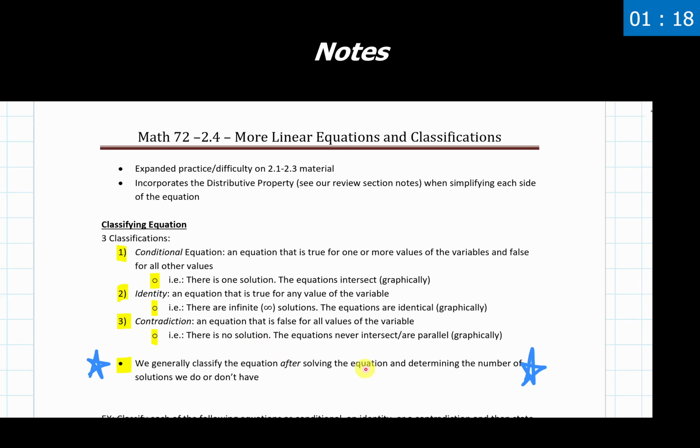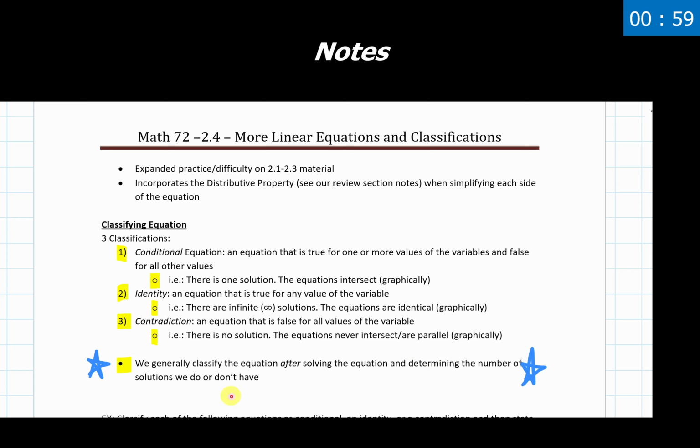And what this looks like graphically for our contradiction is that we have two lines that will never intersect each other, meaning that they are always parallel and never actually cross. And again, we'll take a look at some examples of these here shortly and what the difference between them on a graphical level looks like.